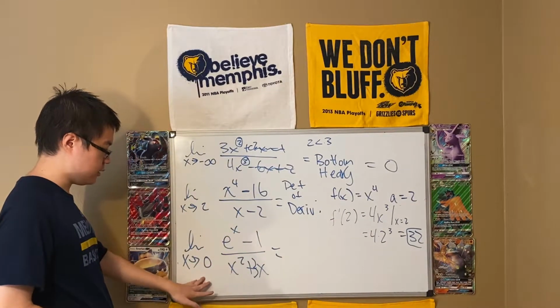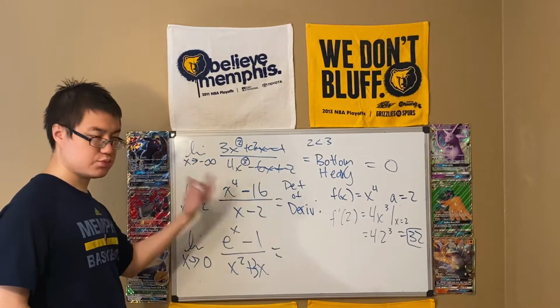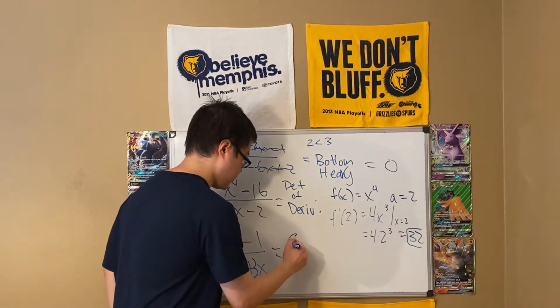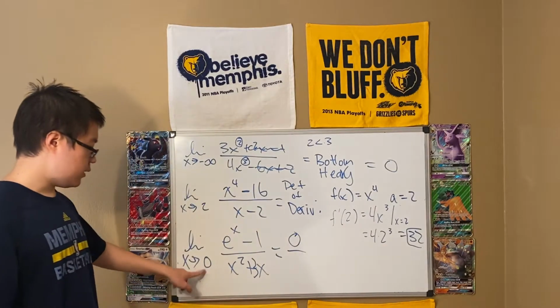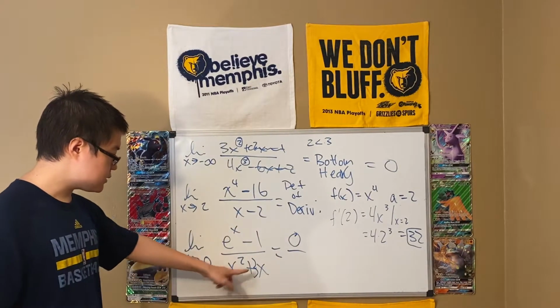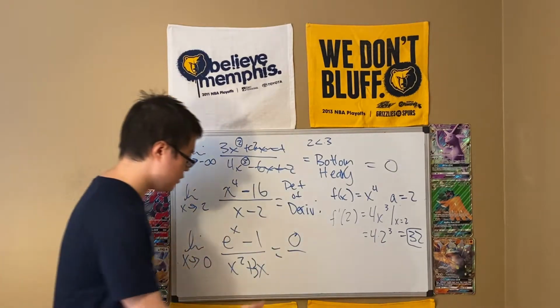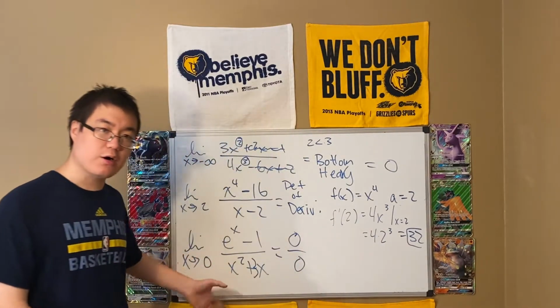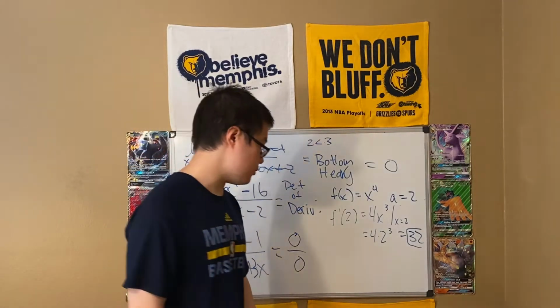So let's actually plug in 0. When you plug in 0, e to the 0 is 1. 1 minus 1 is 0, so we get 0 on the top. Then when you plug in 0 here, you'll notice you'll get 0 plus 0, that's going to be 0. Looks like we are ready. It is time for L'Hopital's rule.